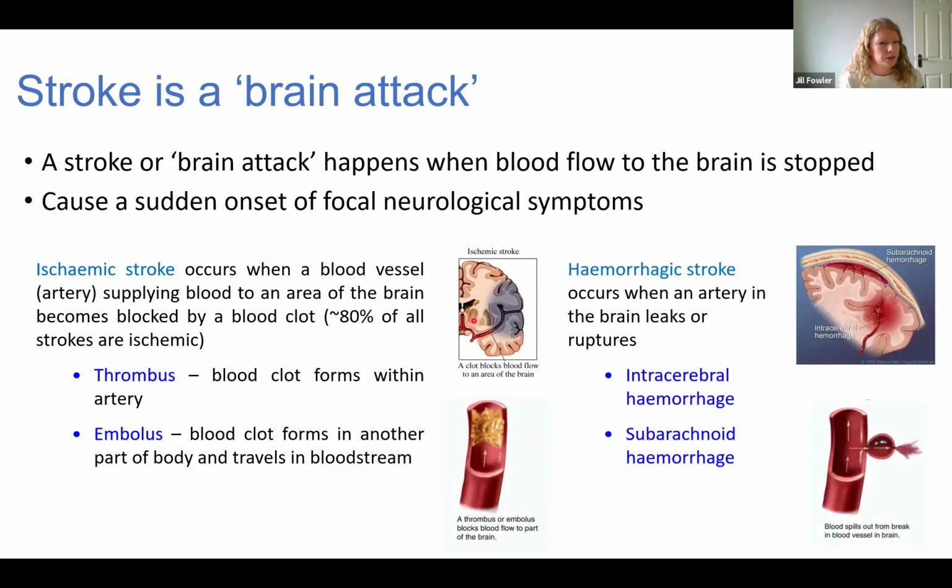Hemorrhagic stroke is also a more minor cause of stroke, and this is where an artery that supplies blood to the brain leaks or ruptures. And this is a particularly catastrophic type of stroke with high mortality and poor outcome.